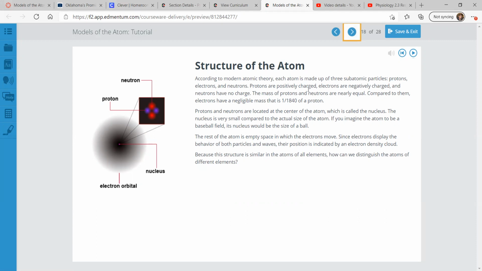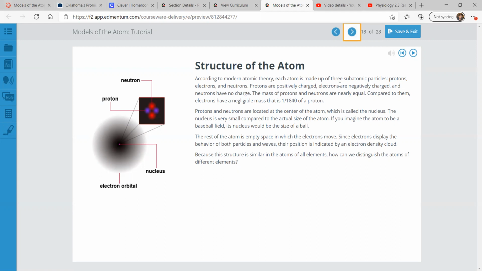Protons are positively charged, so think P positive. Electrons are negatively charged, and neutrons have no charge. They are neutral neutrons. The mass of protons and neutrons are nearly equal. Compared to those, electrons have a very small mass, about 1,840th of a proton. So those do not account for the atomic weight, but we'll get into that later. Protons and neutrons are located at the center of the atom, and that is called the nucleus.